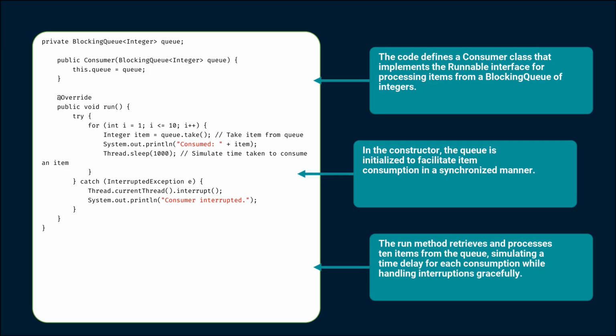Each integer retrieved is printed to the console, allowing us to track what is being consumed. As a demonstration of a real-world application, we simulate the time it takes to consume an item with a Thread.sleep(1000) call, which introduces a deliberate delay. This delay helps illustrate the scenario where the consumer is slower than the producer, creating an interesting dynamic in the production-consumption relationship. The use of exception handling for InterruptedException ensures our consumer can gracefully handle disruptions, which is crucial for maintaining stability in multi-threaded applications.